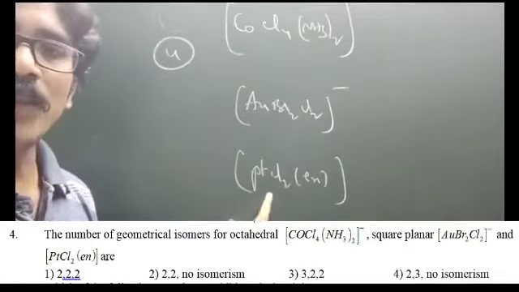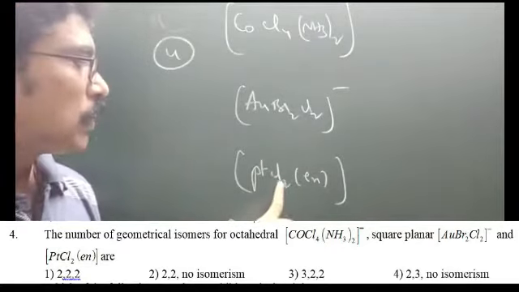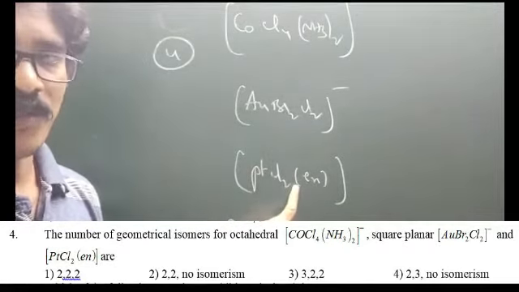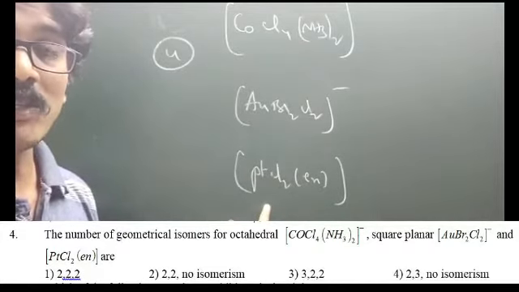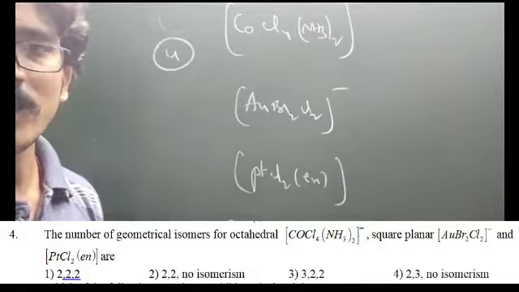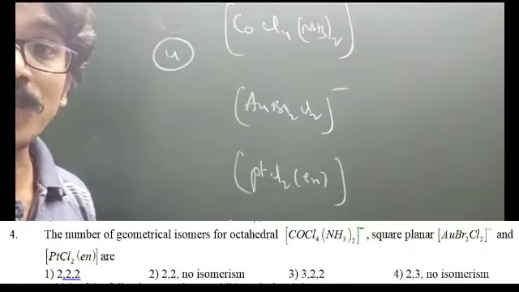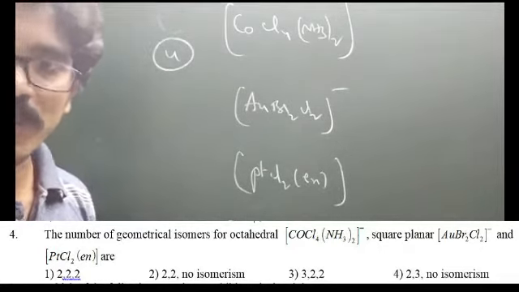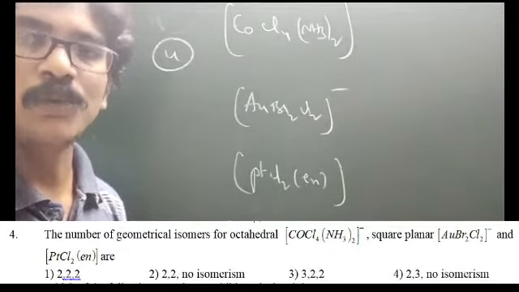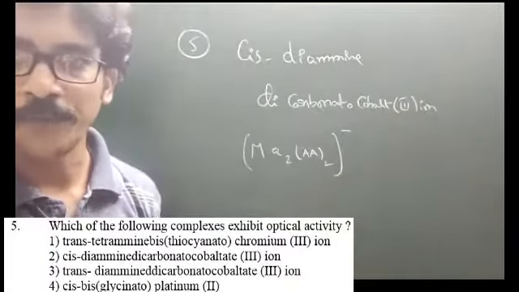But the last compound, with AA, this type of complex does not exhibit any isomerism, so it does not exhibit geometrical isomers. Therefore, the number of geometrical isomers possible in the first complex is 2, in the second complex is 2, and in the last complex 0.